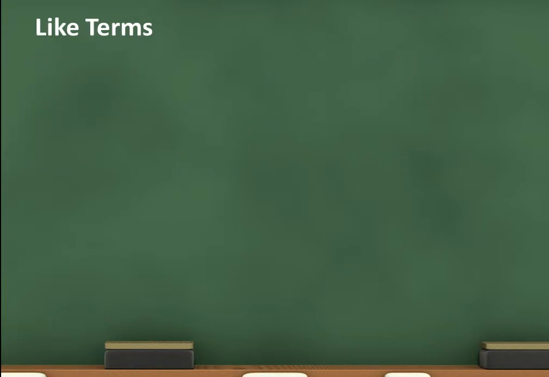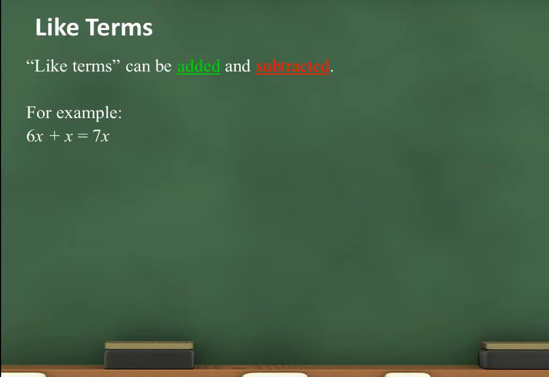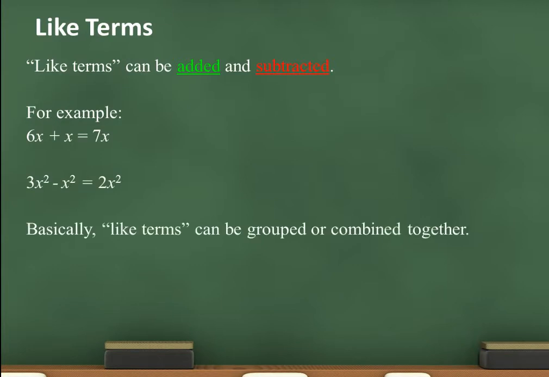Now, why is it important to differentiate between like terms and unlike terms? This is because like terms can be added and subtracted. For example, 6x plus x, you will get 7x. 3x squared minus x squared equals 2x squared. So basically, like terms can be grouped or combined together.